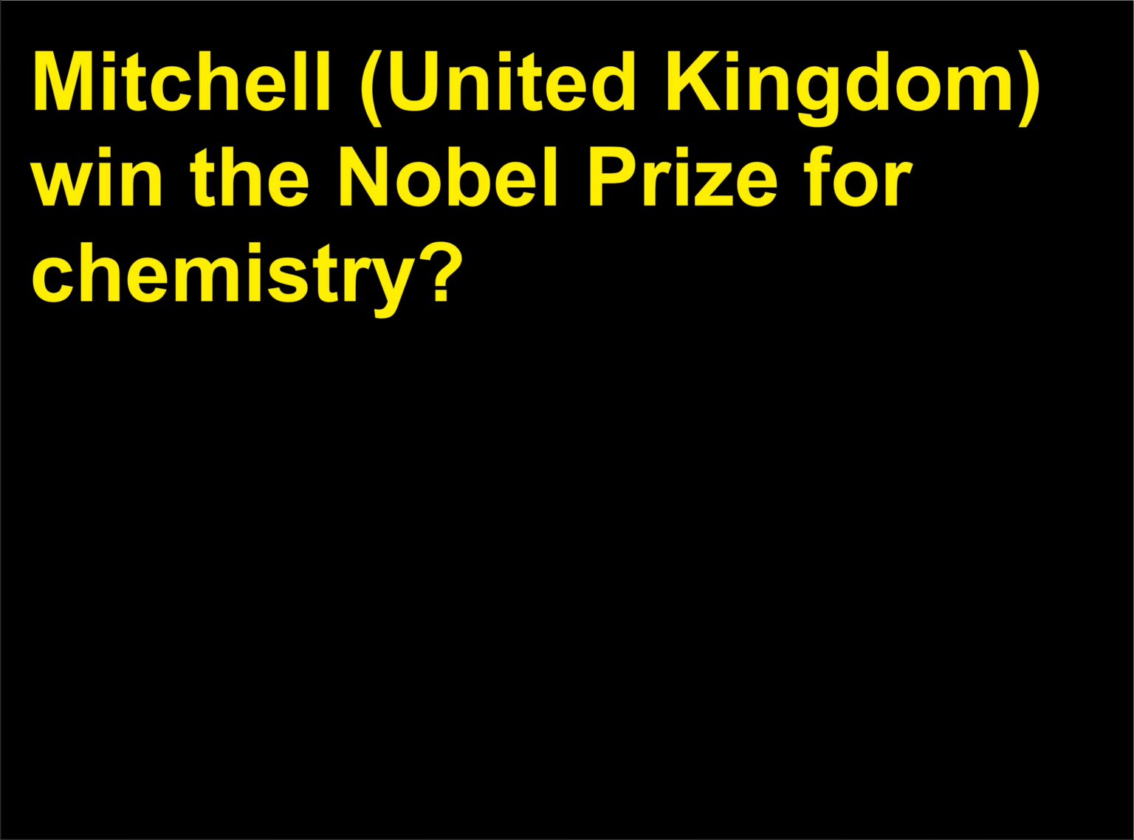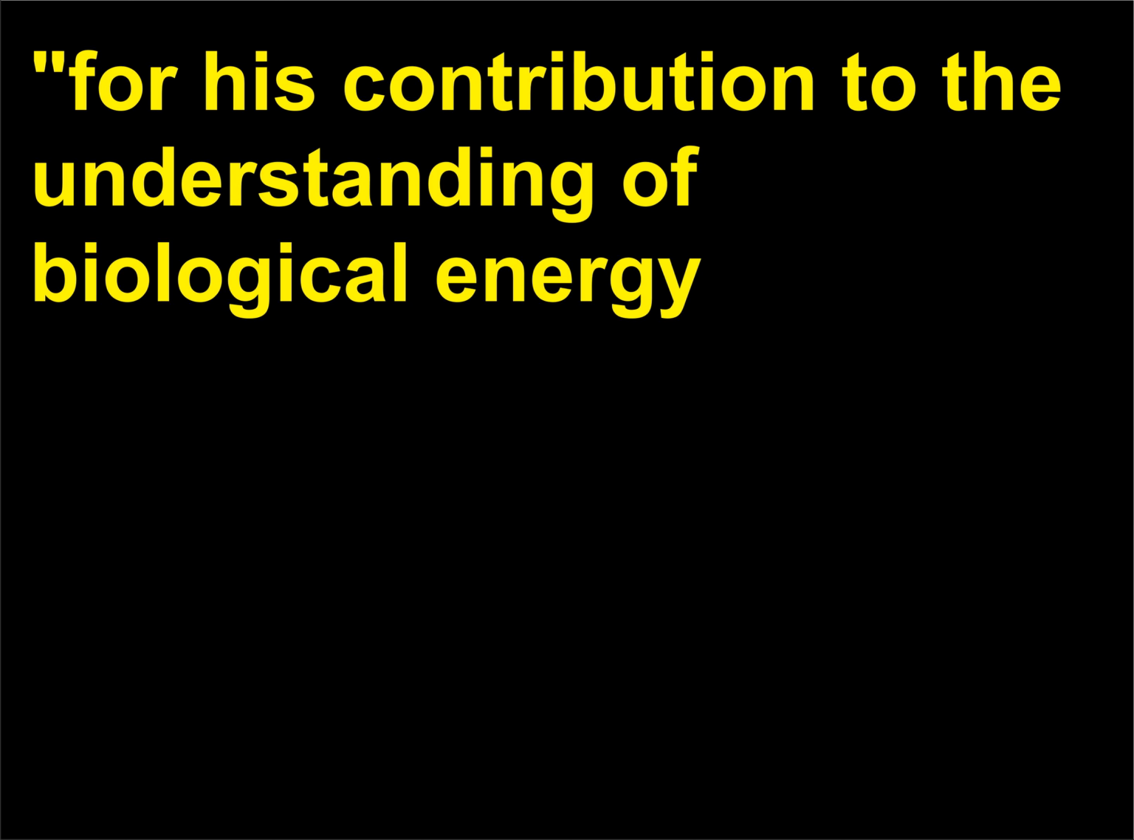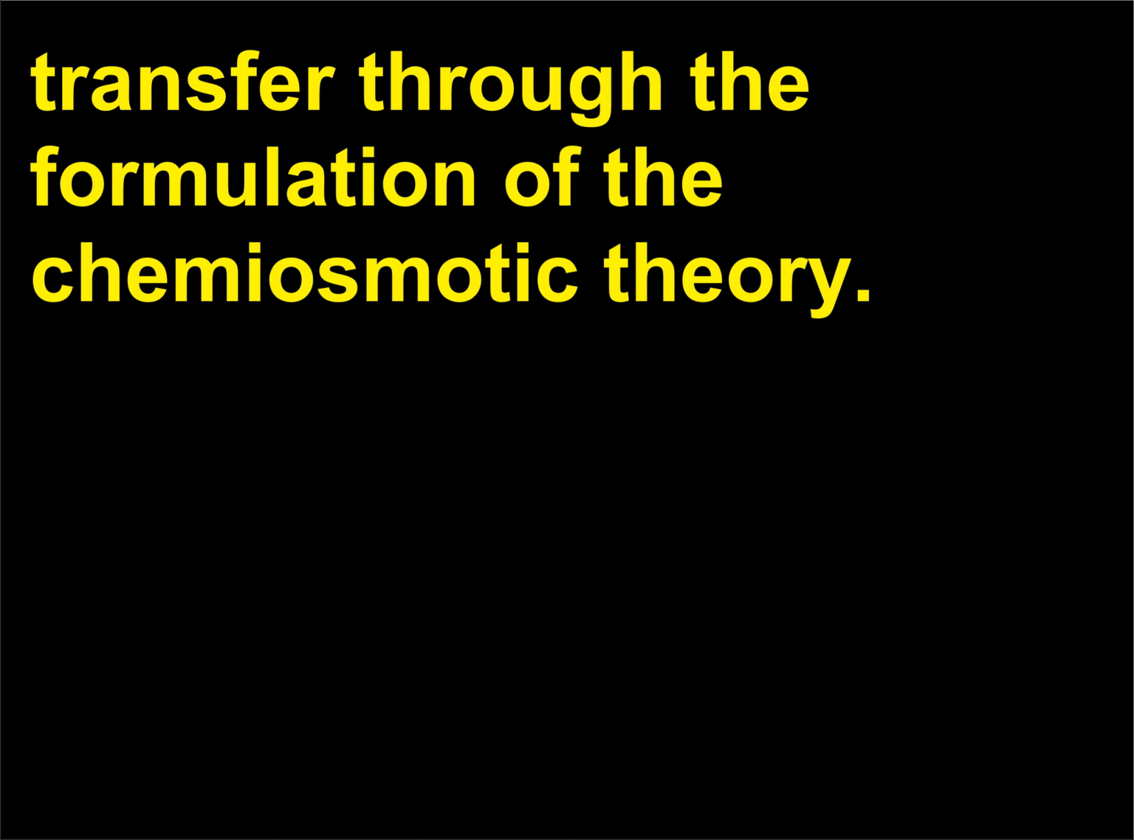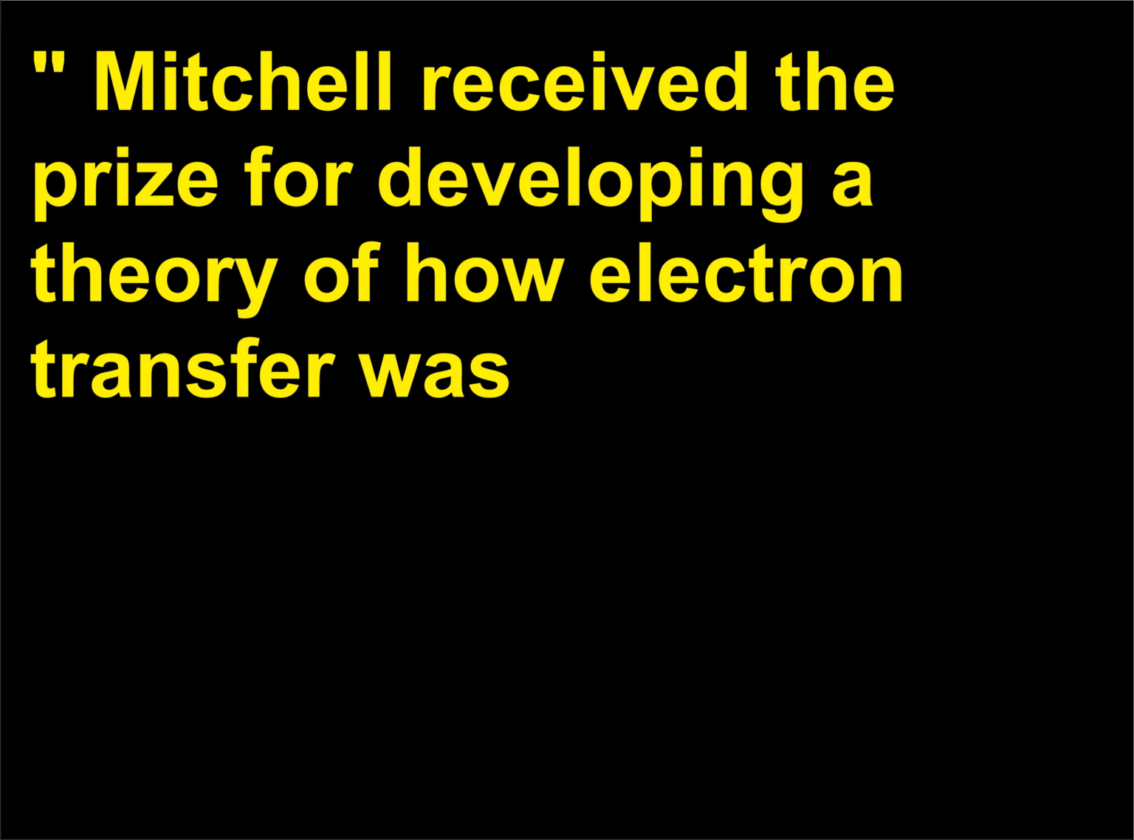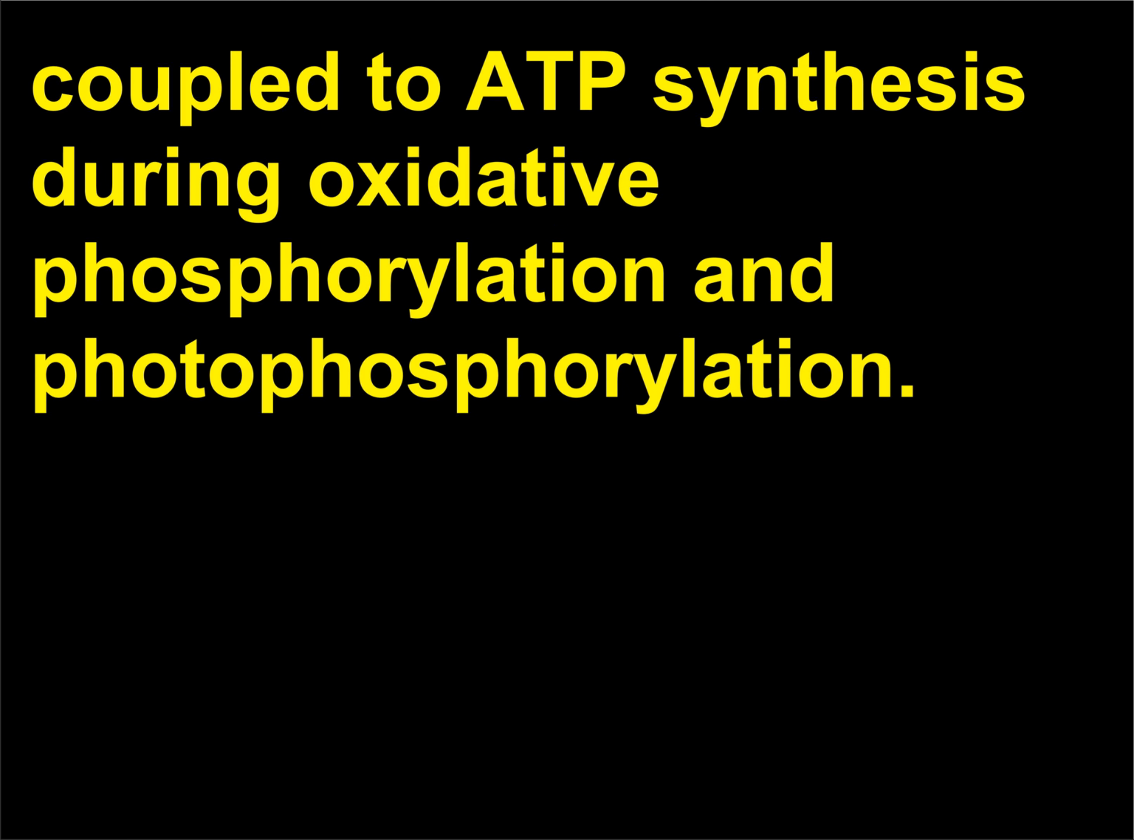Mitchell, United Kingdom, win the Nobel Prize for Chemistry? For his contribution to the understanding of biological energy transfer through the formulation of the chemiosmotic theory. Mitchell received the prize for developing a theory of how electron transfer was coupled to ATP synthesis during oxidative phosphorylation and photophosphorylation.